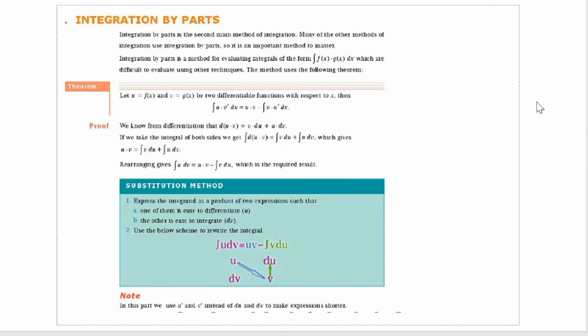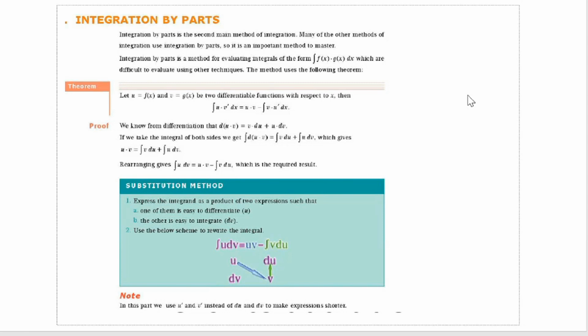Good day, everyone. So today we're going to discuss integration by parts. Integration by parts is the second main method of integration. Many of the other methods of integration use integration by parts, so it is an important method to master.